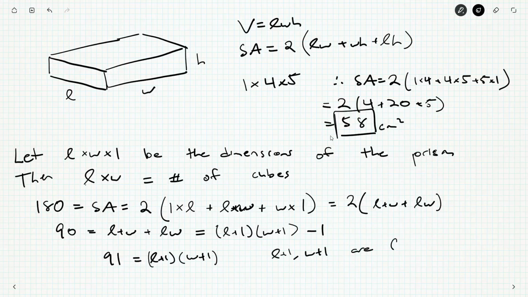But 91, so we could either have 1 and 91, and I'll explain why this won't work in a moment, or 7 and 13. So there really is only one possibility. It doesn't matter which one is L and which one is W, because the length times width calculation is all we care about. So L plus 1 can't be 1, since that would imply that L is equal to 0, which is ridiculous. How can I have 0 cubes in one direction?